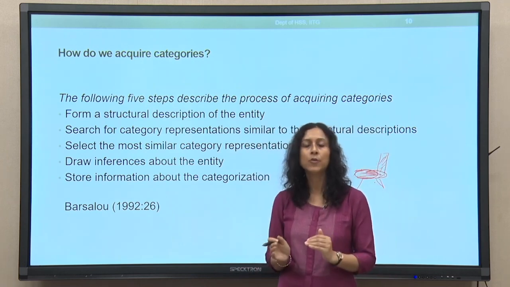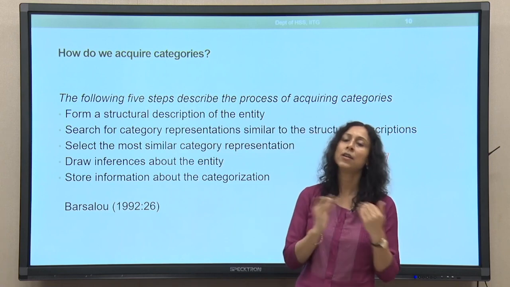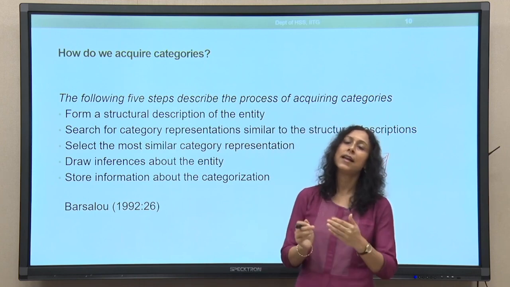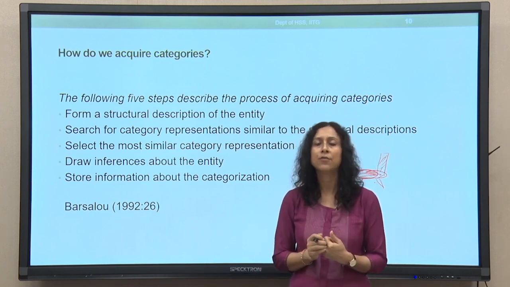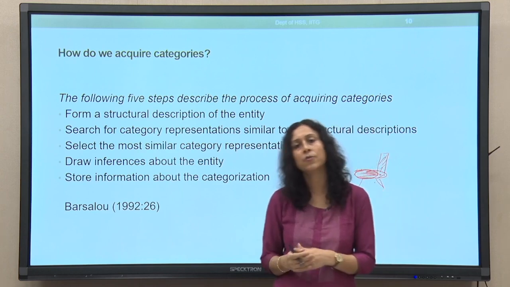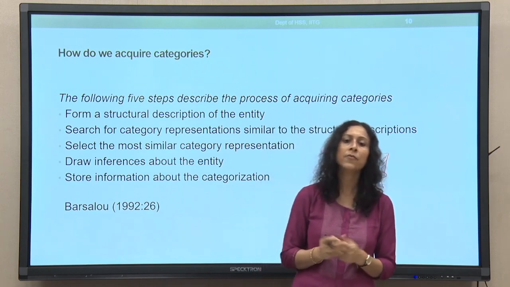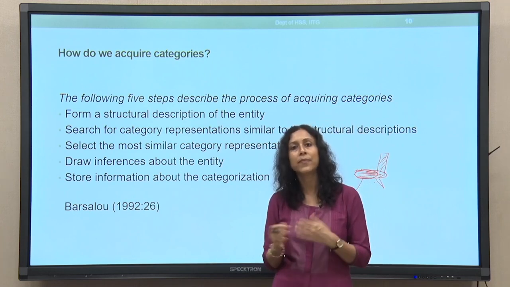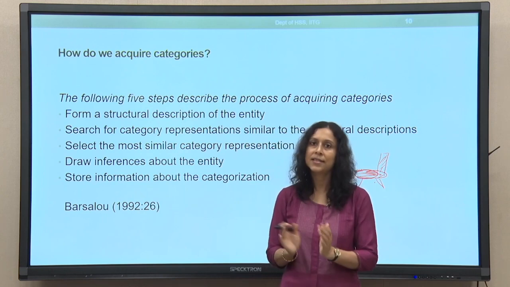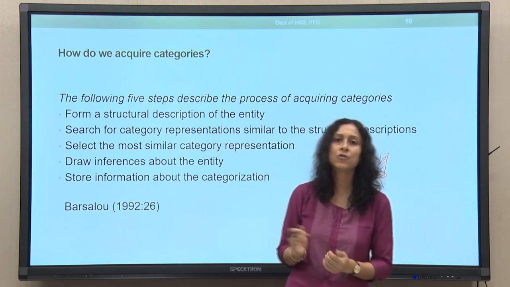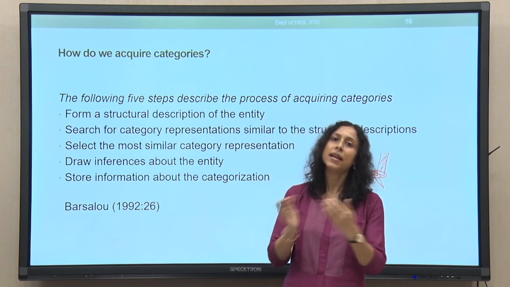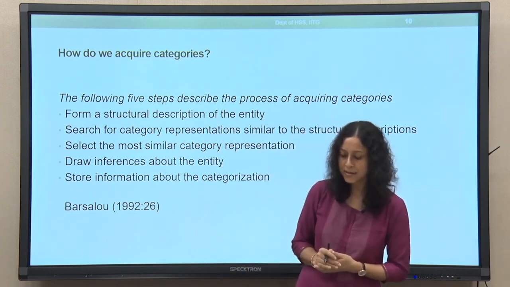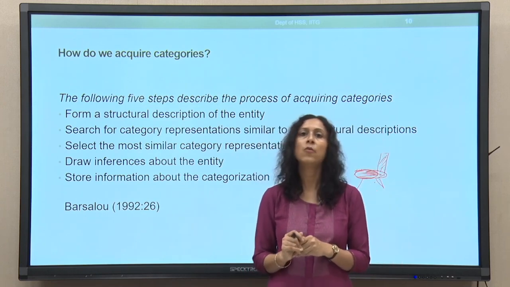However, what you still do is map the description, try to match the basic structural properties of the entity with the existing categories, and think it could be a chair, it could be a stool, it could be something else. Then you go for the most similarities, and draw the inference that this seems the best fit to be a chair, and then you store that information of the new entity into the already existing category of chairs in your brain. This is the theory that Barsalou has given. This is how we acquire categories.